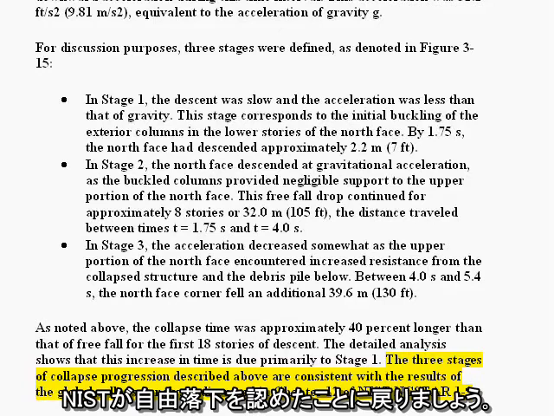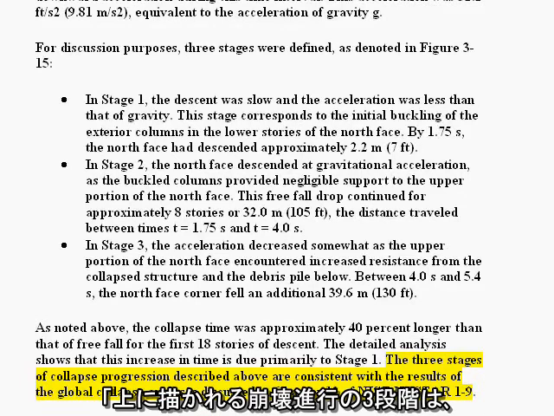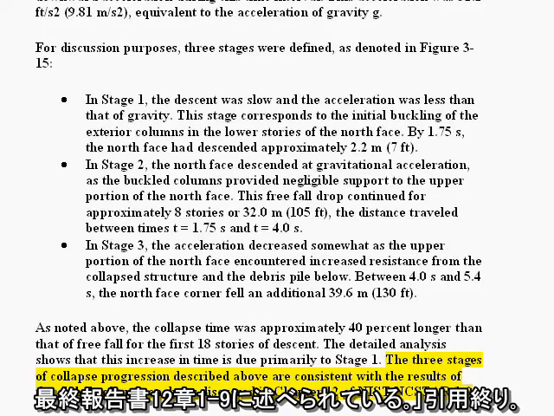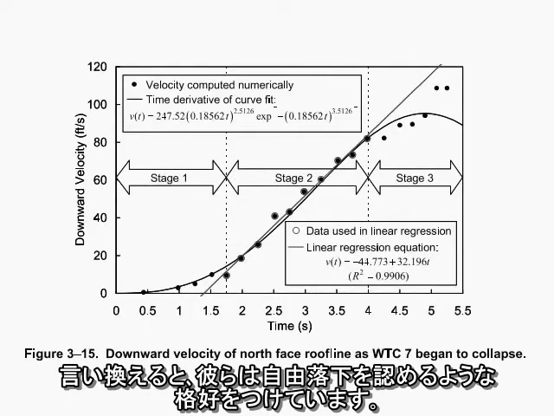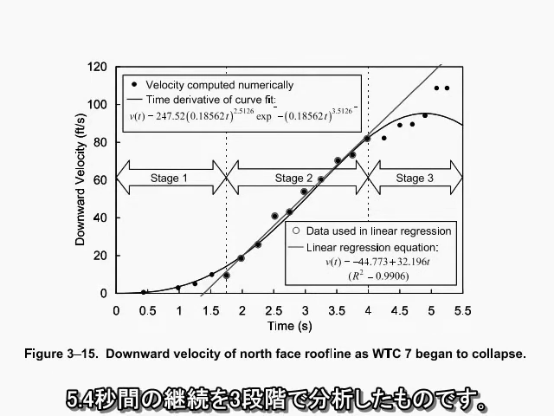Let's come back to NIST's acceptance of freefall. Here is their exact wording. Quote, "The 3 stages of collapse progression described above are consistent with the results of the global collapse analysis discussed in Chapter 12 of NIST NCSTAR 1-9." Unquote. In other words, they're giving the appearance of claiming freefall is okay, but actually it's the 5.4 second duration of their 3-stage analysis that matches their model.